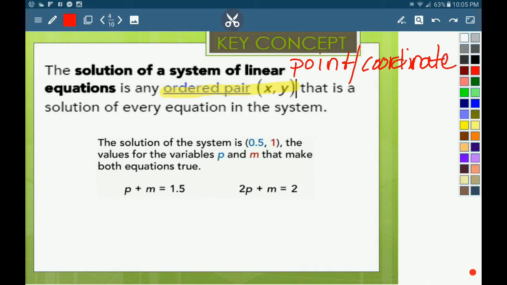You're going to need to figure out what x and what y are, and I do want the solution to be written in the way of a point. I don't want to see just x equals, y equals. I want to see you put it in the form of a coordinate pair as your answer. So let's take a look.